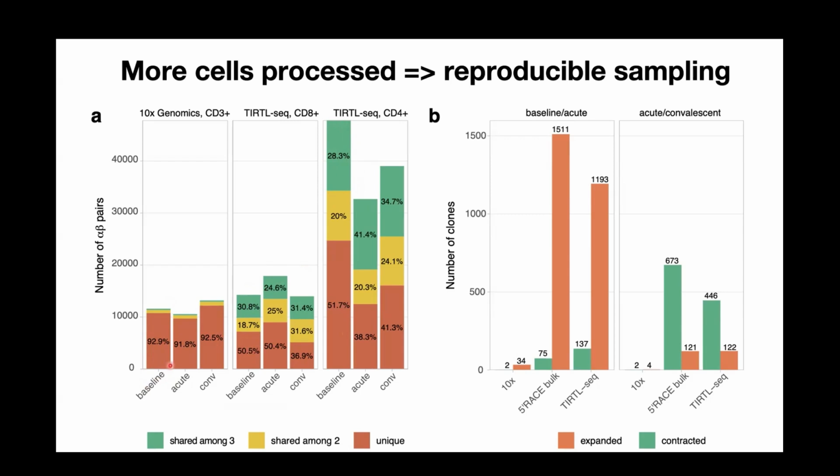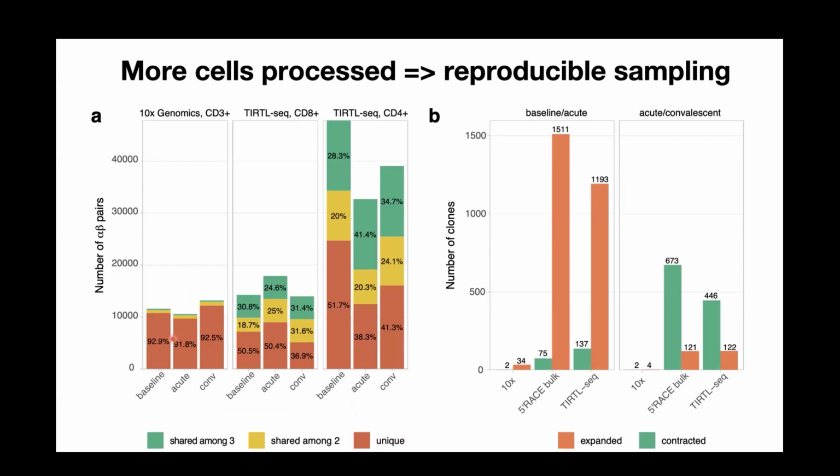Because TIRTL-seq pairs clones which are found in at least 3 cells, right, it is biased to pairing more expanded clones, right? And you process more cells in general. 10x could pair a clone which is found in a single cell. And actually, most clones paired by 10x are found just in a single cell, and you will never see the same clone again, right?